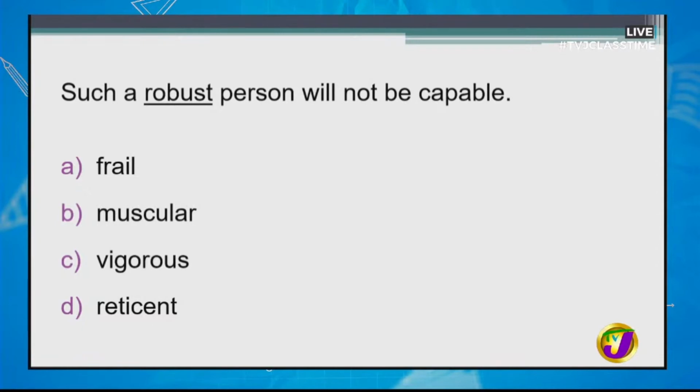Now that you have an idea of what robust might be conveying, remember now we're looking at the opposite. So if robust conveys one idea, which one of these four, frail, muscular, vigorous, or reticent, would be the opposite of robust? So someone who is robust is someone who is very strongly built, and therefore the opposite of that is someone who is frail. And notice too, the actual meaning for robust is there. So you had muscular up there. So again, you have to remember, I'm looking for the opposite, not the synonym.